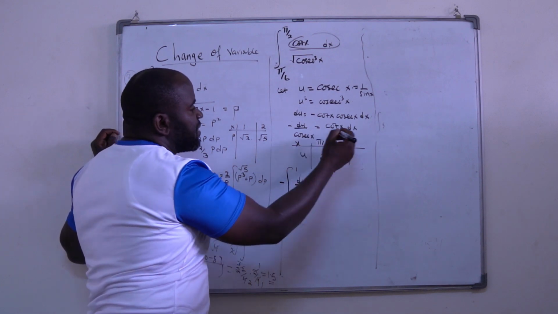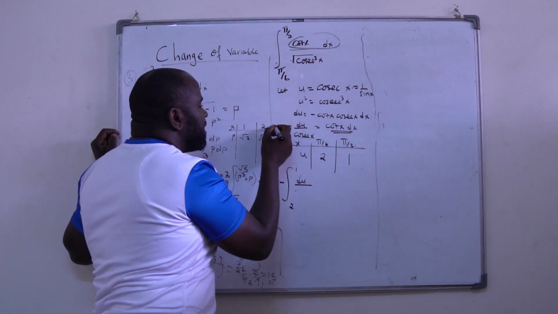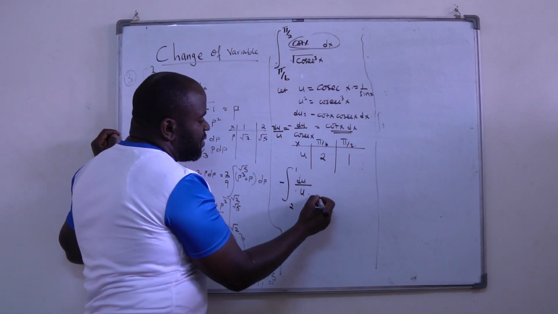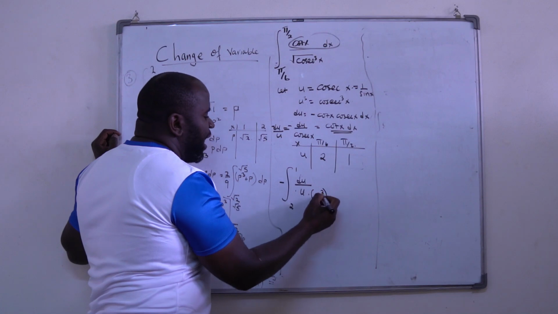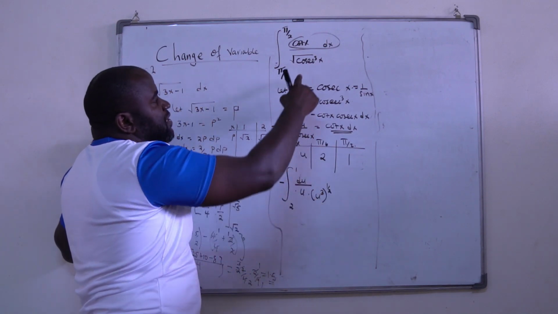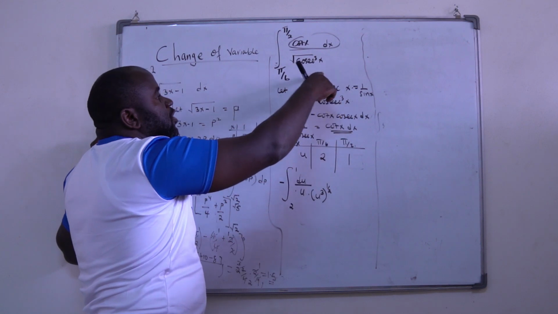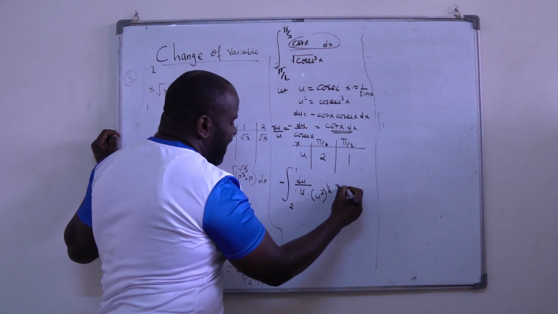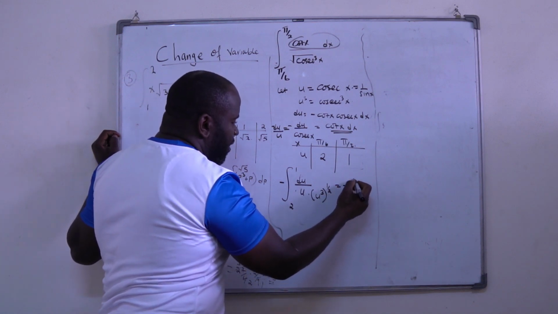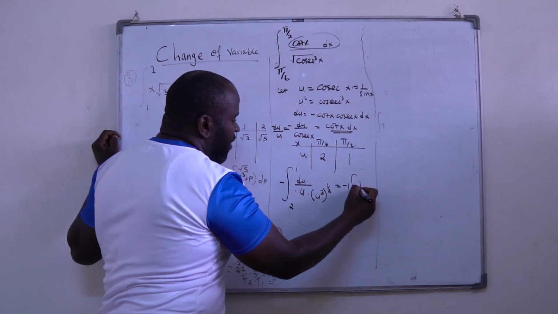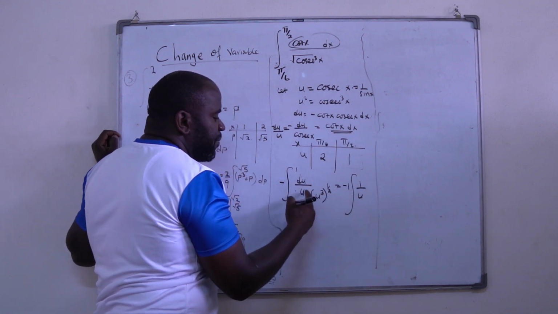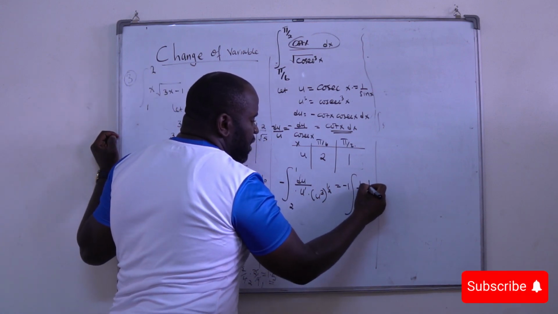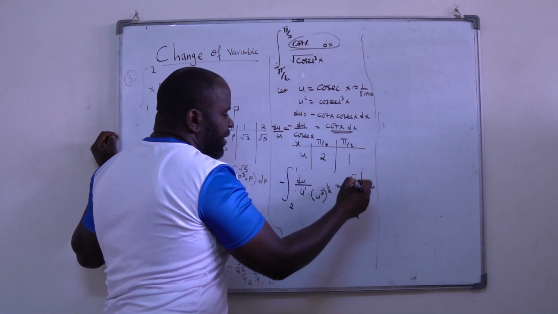over u, because this is the same as writing it as a negative du out of u times u cubed to the power a half, because this is cosec, which is u cubed becomes cosec cubed power half. So this will give us a negative integral of 1 over u to the power 3 over 2 plus 1, which gives us 5 over 2, du, from 2 up to 1.